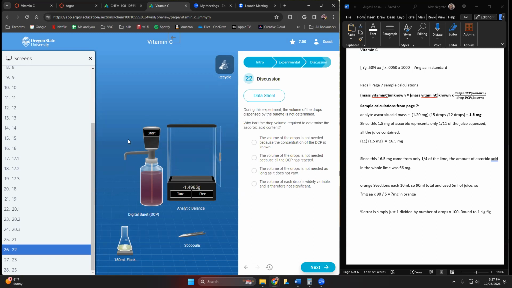Now notice we didn't use the volume of the drops. We just counted the number of drops. So as long as the volume of the drops don't vary, right? The volume of the drops isn't needed as long as the drops themselves don't vary much. So as long as they don't vary, we're good.